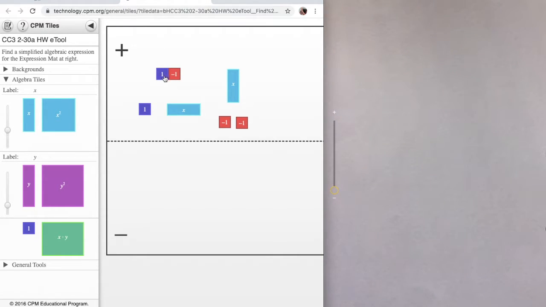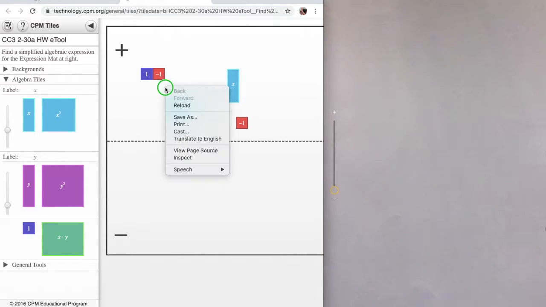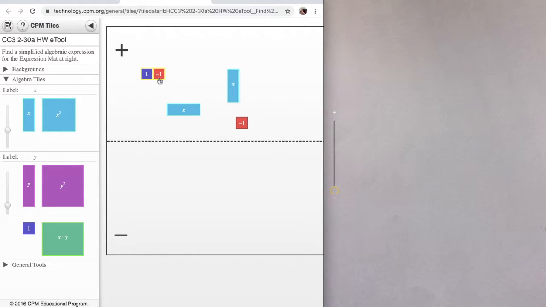So a 1 and a negative 1 will disappear, become 0, and we can do that with another 1 and negative 1, and they will also become 0. So with those all gone, it's kind of easy to see what's left. It's just going to be a 2x and a minus 1.